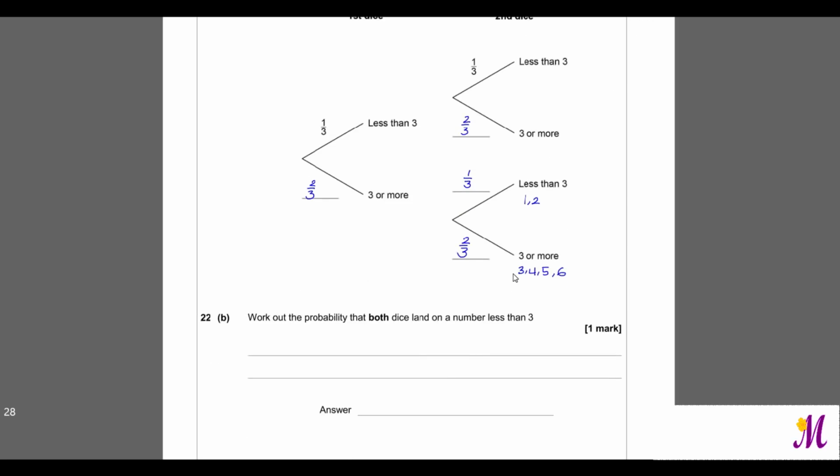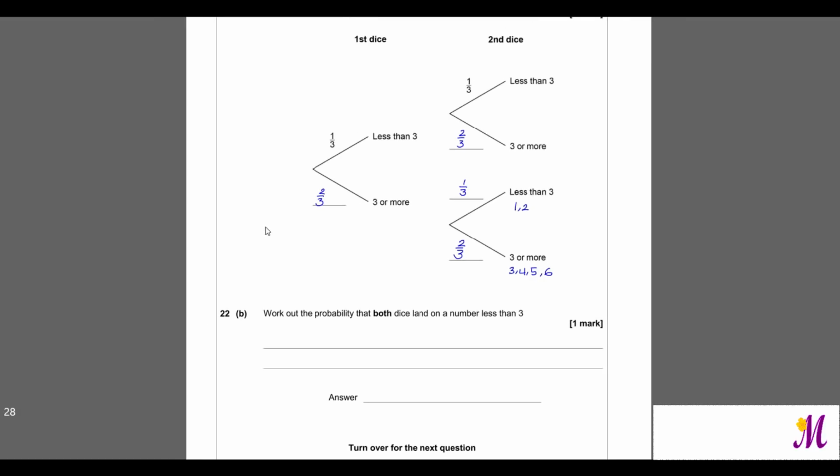Now the next question is, work out the probability that both dice land on a number less than 3. If both dice land on the number less than 3, that means first dice will go here and the second dice will go, it's here. So the probability that both happens is 1/3 times 1/3, which is 1/9. So the answer is 1/9.